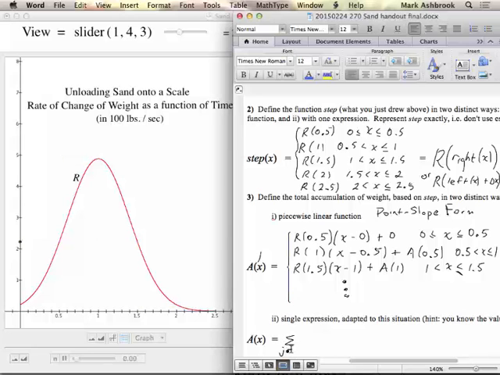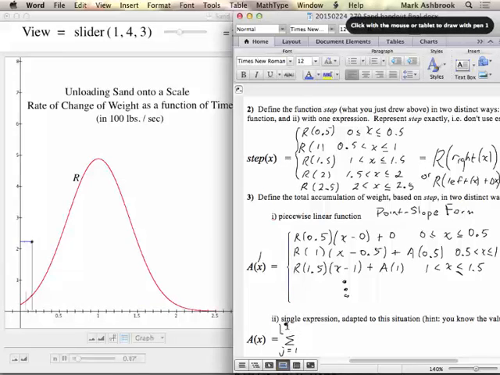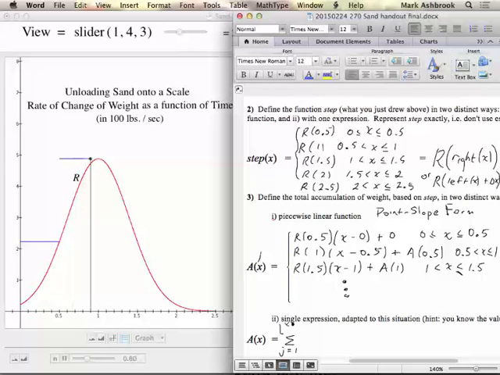All right, let's see how you did on this. A, which is 0, plus x minus 0, over 0.5.